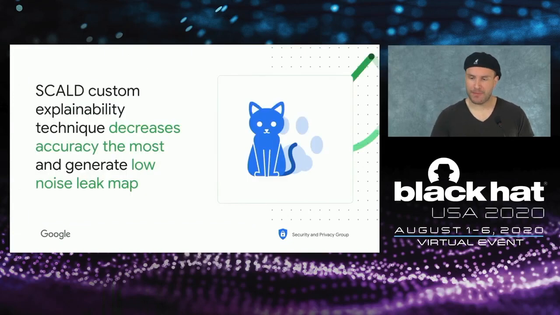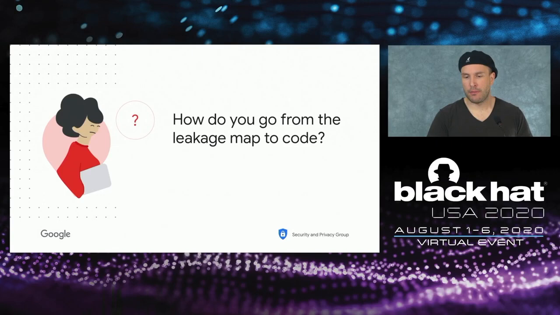So now we're back on track. We have a technique which decreases accuracy the most and has very, very low noise. So when we use it to explain the code, the developer only has a few places to look at, which is really good. So now how do we go from the leakage map to the code?